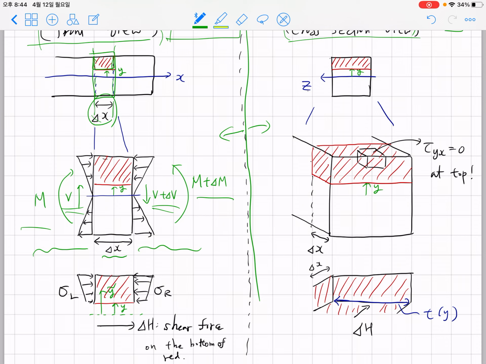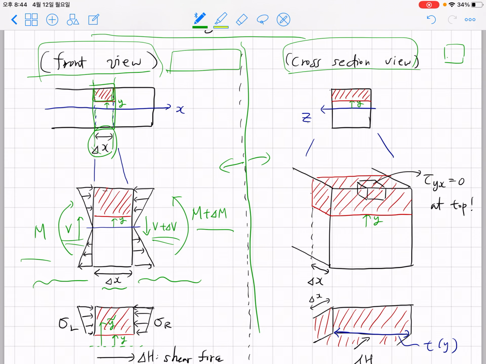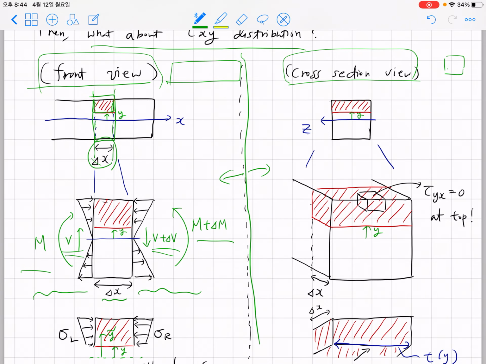Anyway, this is the front view, and regarding the cross-sectional view, let's think about how the force distribution should be. If you look at this top surface, through this surface you can have some sort of interaction over the shearing force and normal force. However, over the top surface it's completely free. So what you can expect is over the top surface there is no normal stress and no shear stress.